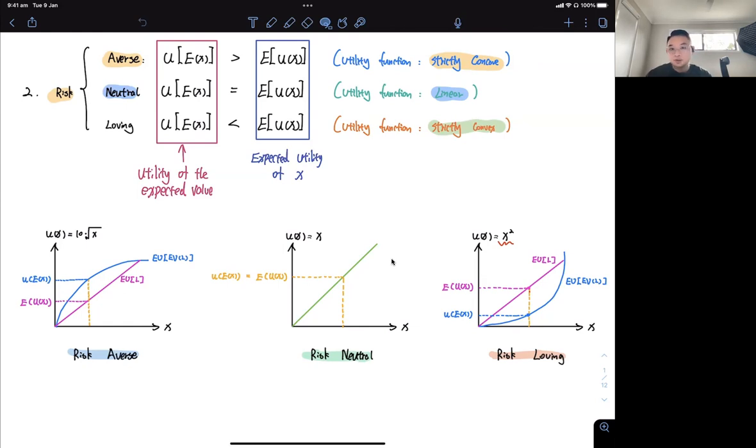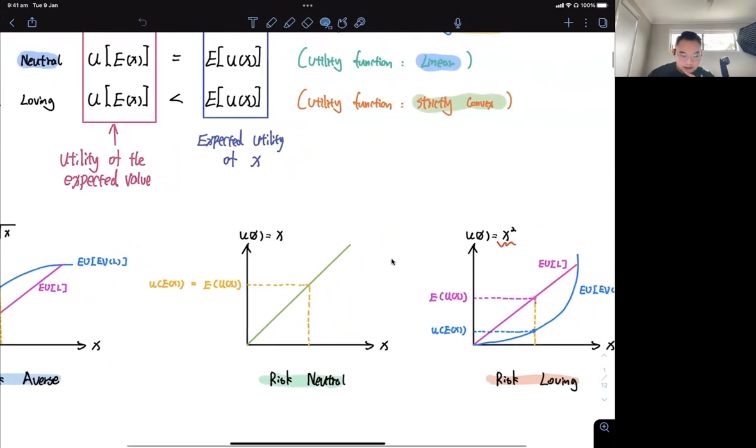Therefore, we know this is strictly a concave function for a risk averse person. Next, we have the risk neutral person in the center of the graph. As you can see here, the utility of the expected value equals the expected utility of X at any given point of X, where X is simply the output. For example, this function can be U(X) = X, because all we require is a linear function. In this case, the utility of expected value equals the expected utility of X.